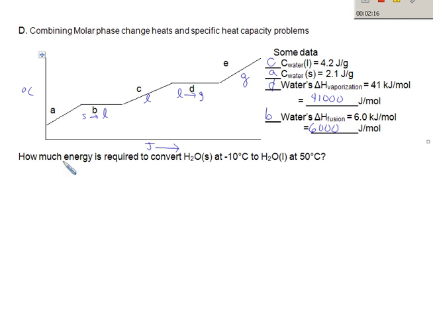So let's look at this question here. It says how much energy is required to convert water at the solid phase at minus 10 degrees C to water in the liquid phase at 50 degrees C. Let's try highlighting what we've got here on this curve. So we're going to start at minus 10 degrees C. And minus 10 degrees C is going to be about right in here. So we're going to look at this region.